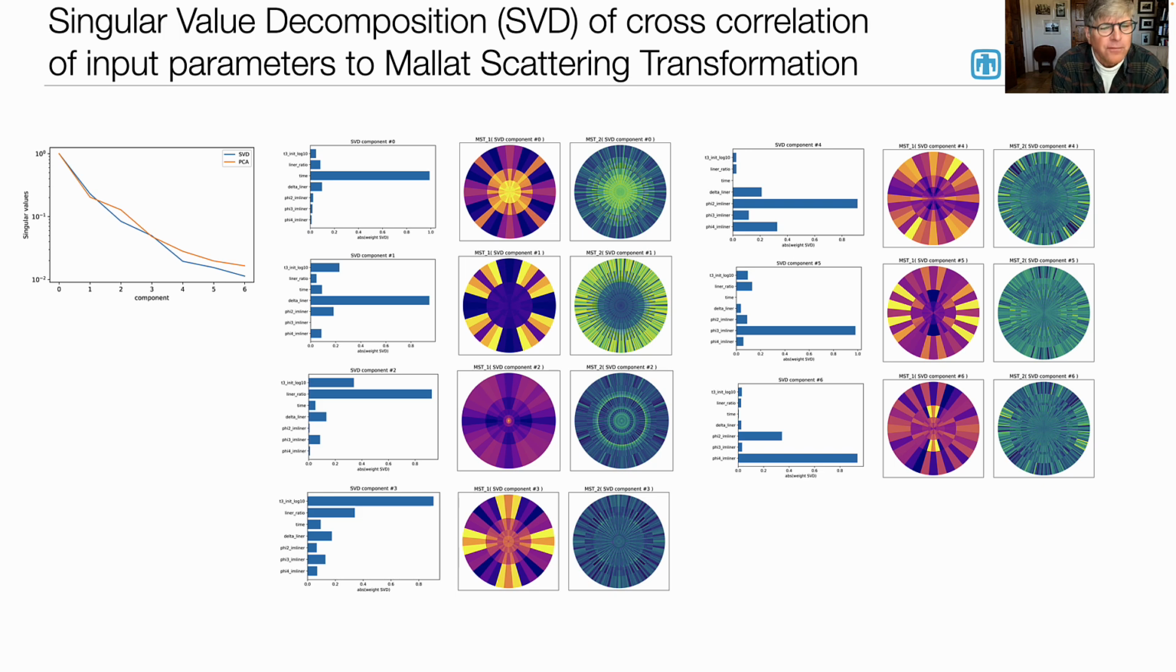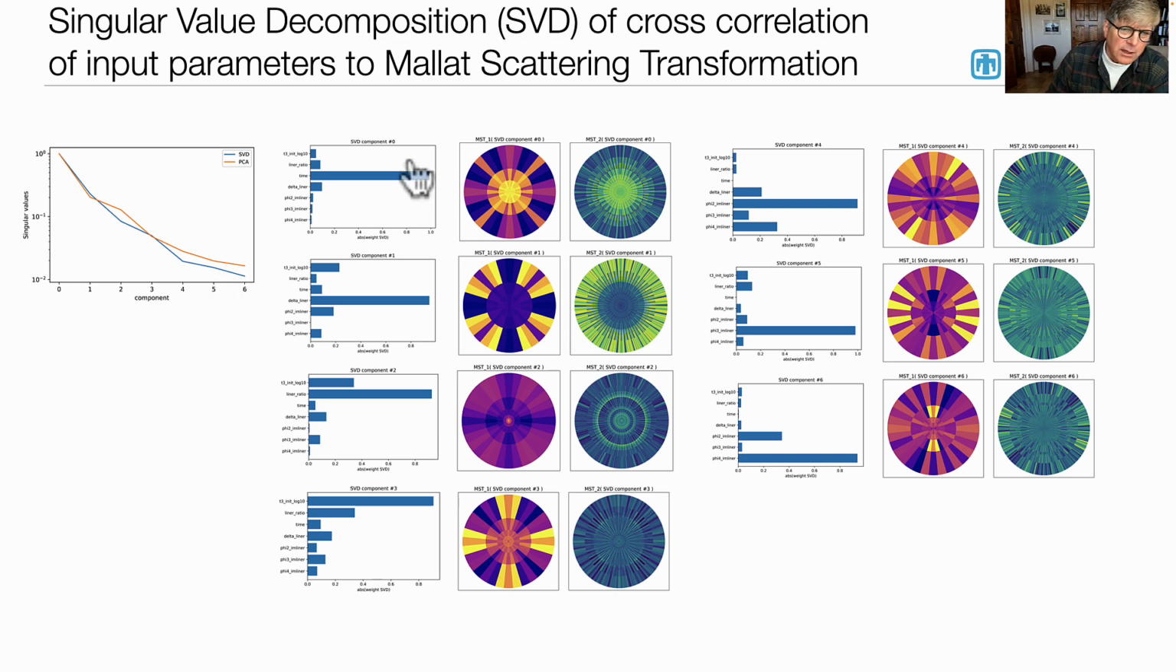In order to identify each one of the principal components, first a singular value decomposition was done of the cross correlation of the input parameters to the MSTs. What is shown here are the singular vectors in terms of the input parameters on the left and the MST on the right. You can see that, first of all, the principal component analysis more quickly captures the variation in fewer principal components than the singular value decomposition.